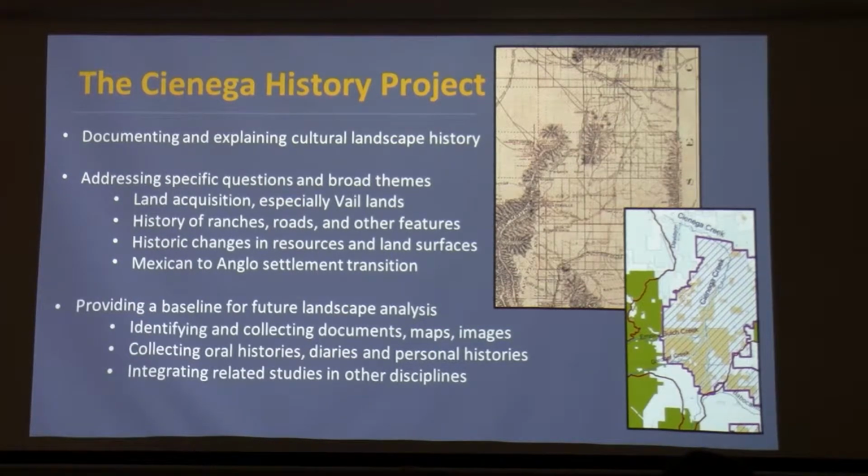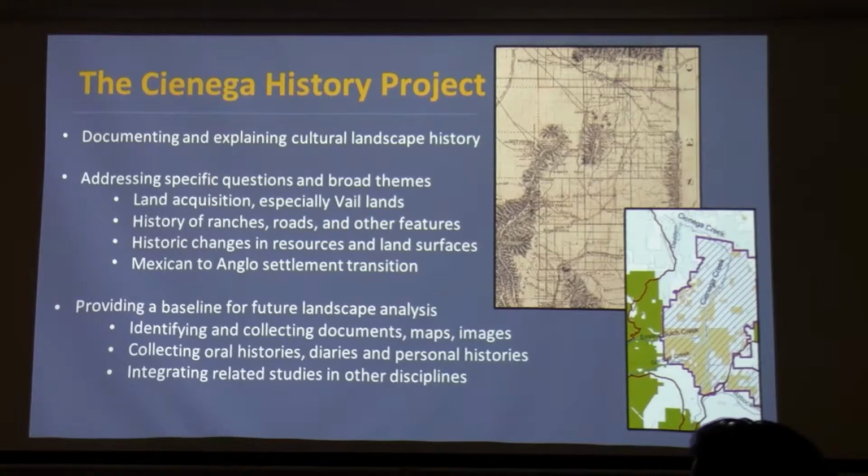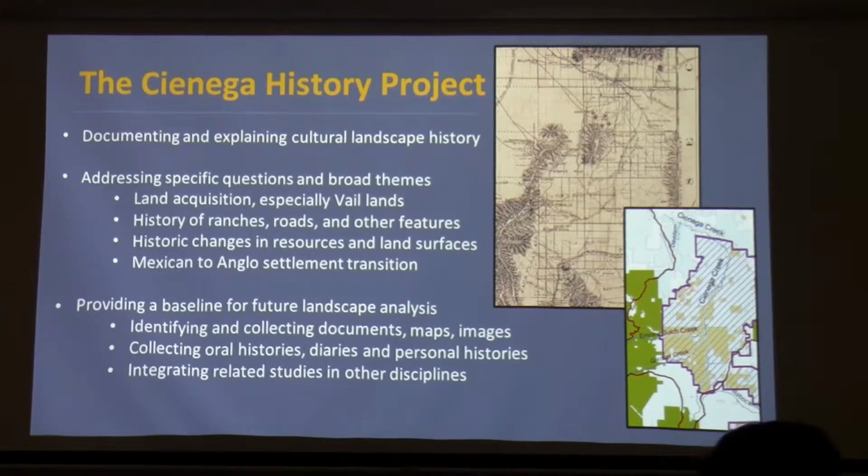The Cienega History Project really was formalized in 2016, and it began because we were doing a variety of collaborative projects that involved various organizations, and we thought it would be good to formalize ourselves and work towards the future. The first project was that the Bureau of Land Management, the University of Arizona, and the Empire Ranch Foundation worked together on an American landscape history of the Empire Ranch. I used the wrong phrase, but Robin can correct me. What we're trying to do in the history project is address specific questions and broad themes. You see some examples here, and provide a baseline for future landscape analysis.